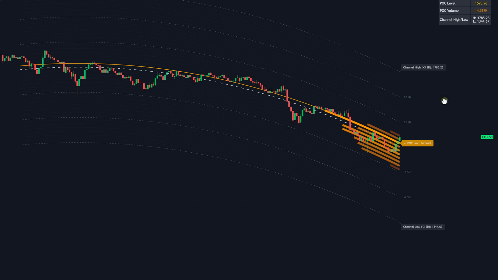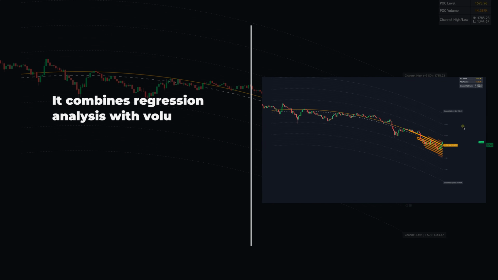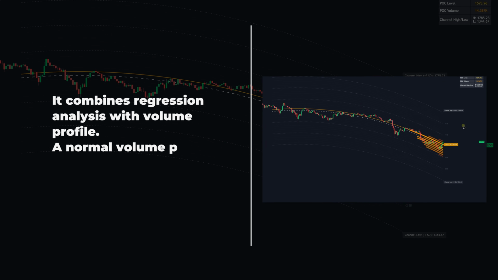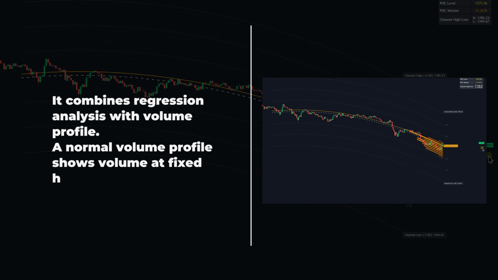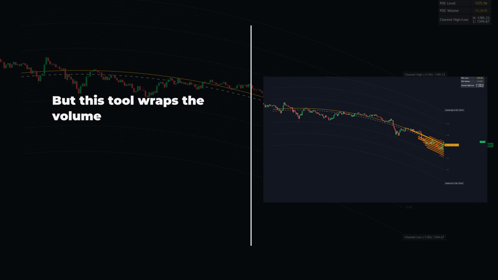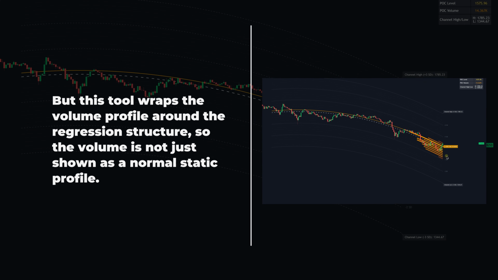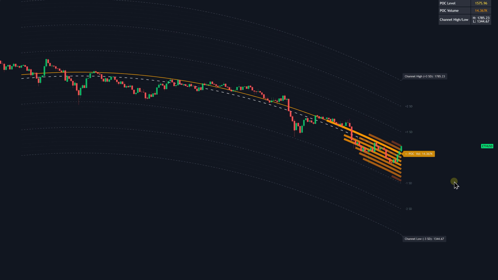The main idea here is simple. This indicator combines regression analysis with volume profile. A normal volume profile shows volume at fixed horizontal price levels, but this tool wraps the volume profile around the regression structure. So the volume is not just shown as a normal static profile, it is placed relative to the trend path of the market. That means you are seeing where volume is building inside the current trend structure, not just at random price zones.